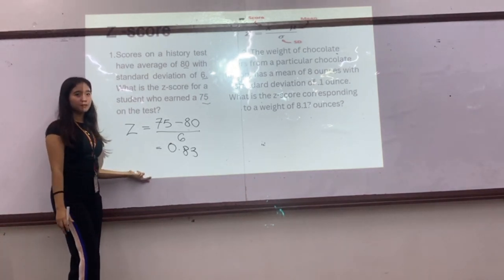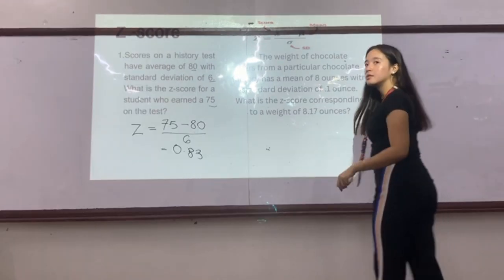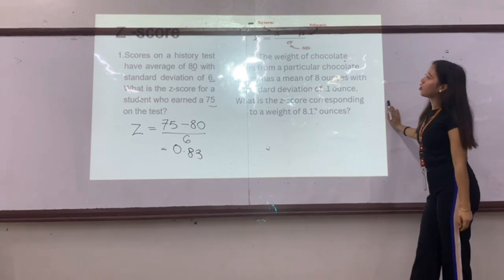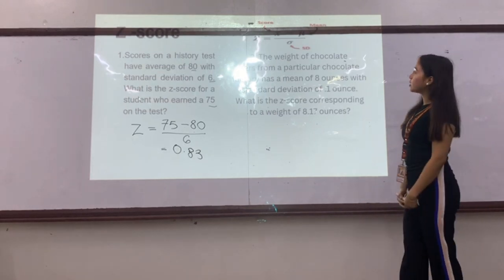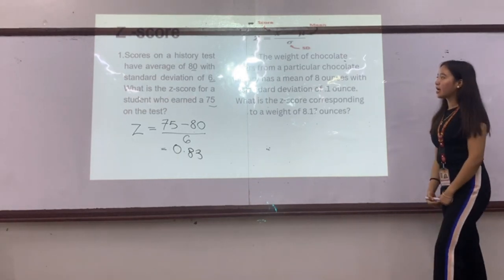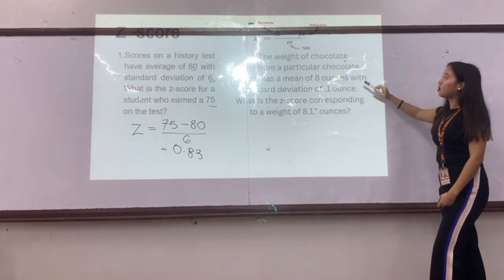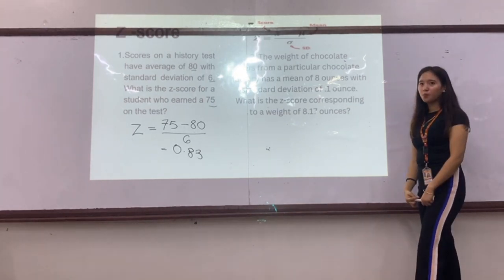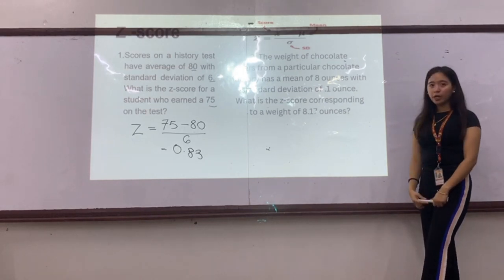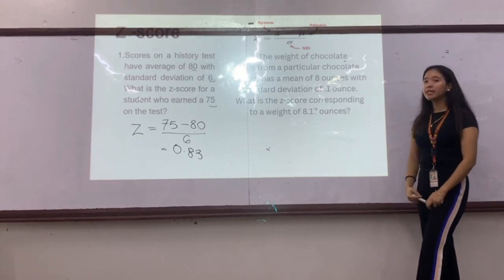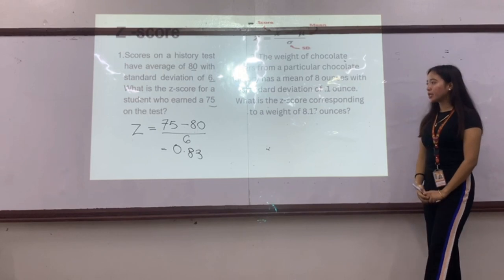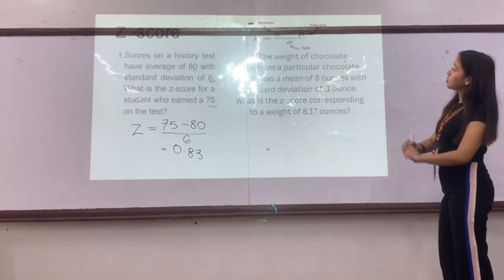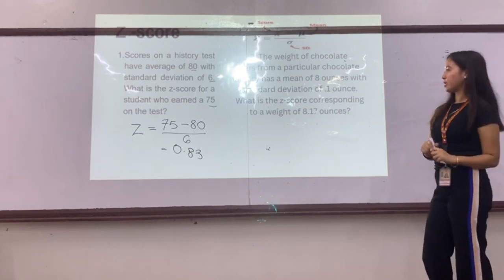Second example of Z-score. The second example of the Z-score: the weight of the chocolate bars from a particular chocolate factory has a weight of 8 ounces with a standard deviation of 0.1 ounce. What is the Z-score corresponding to a weight of 8.7 ounces? So we use the Z-score.